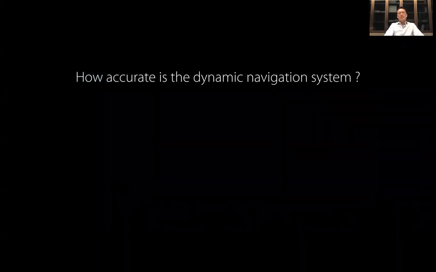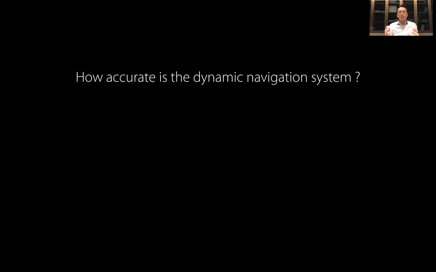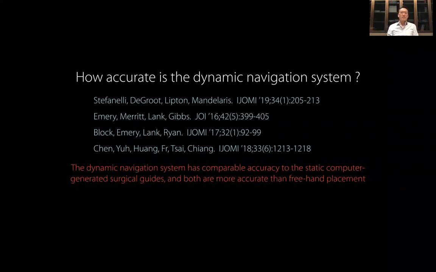The dynamic navigation system being a newer technology on the market, naturally we will have this question: how accurate is the dynamic navigation system? Is it accurate enough, and is it comparable to the static surgical guides? Within the last few years, a number of studies show that the dynamic navigation system actually has comparable accuracy to the static computer-generated surgical guides. Usually the positional deviation is within 1 millimeter of the planned position, and the angular deviation is usually within 3 degrees.